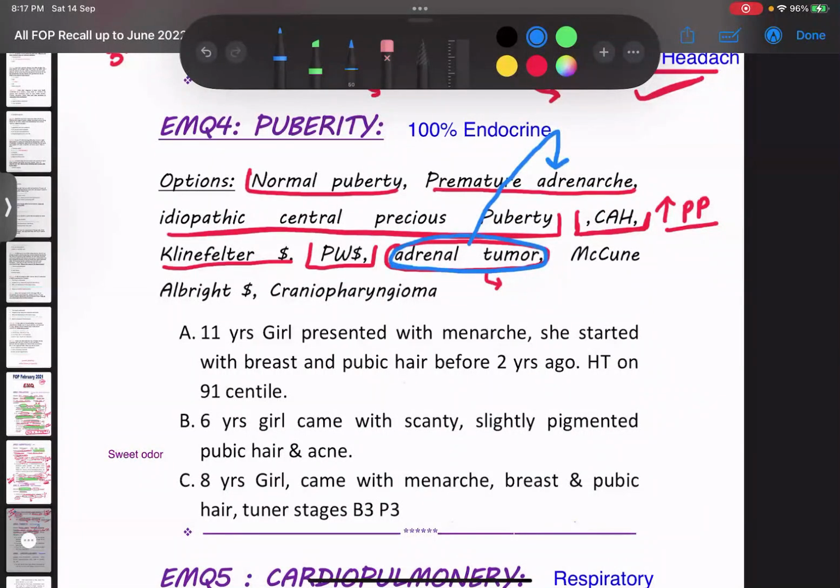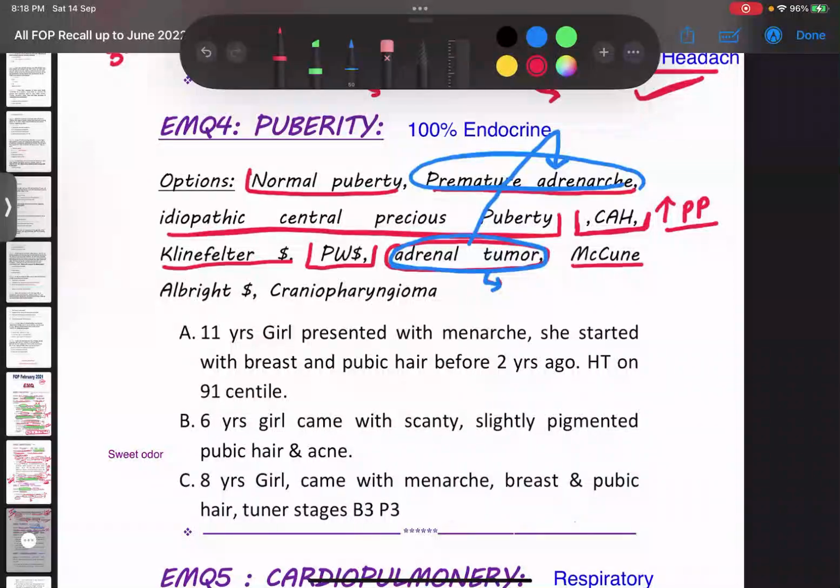Because in premature adrenarche, what is the pathology? Premature adrenarche means excessive adrenal androgen. Excessive adrenal androgen can come from adrenal tumor. Okay, peripheral: McCune-Albright syndrome. McCune-Albright syndrome, usually it is a syndromic disorder.